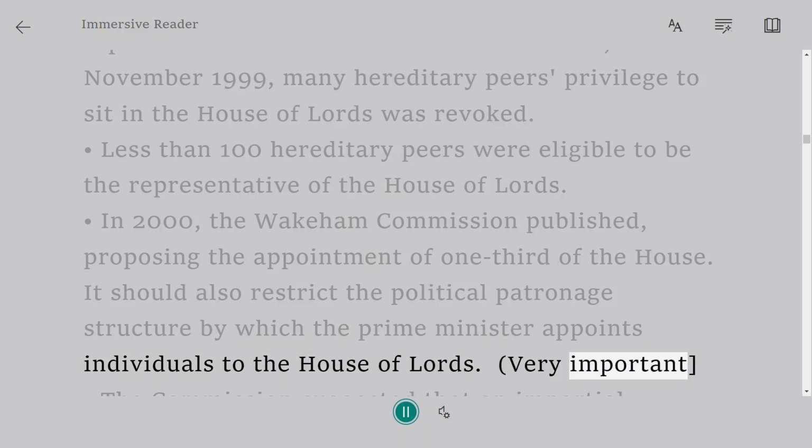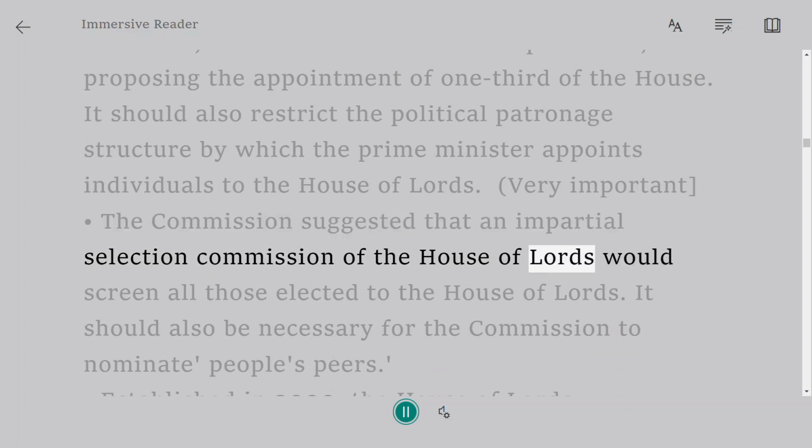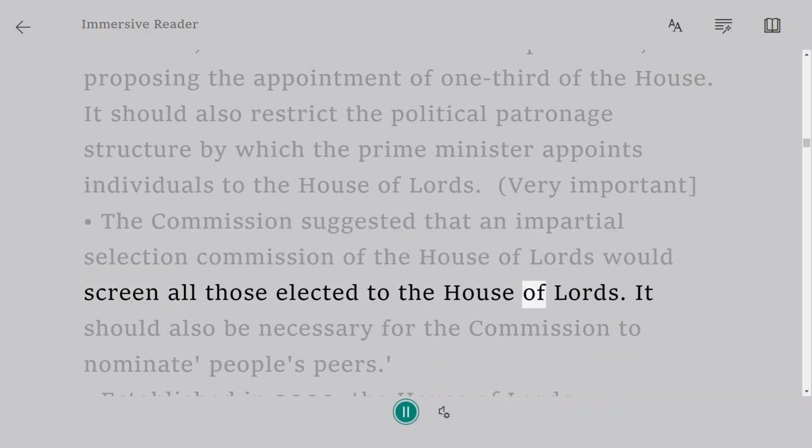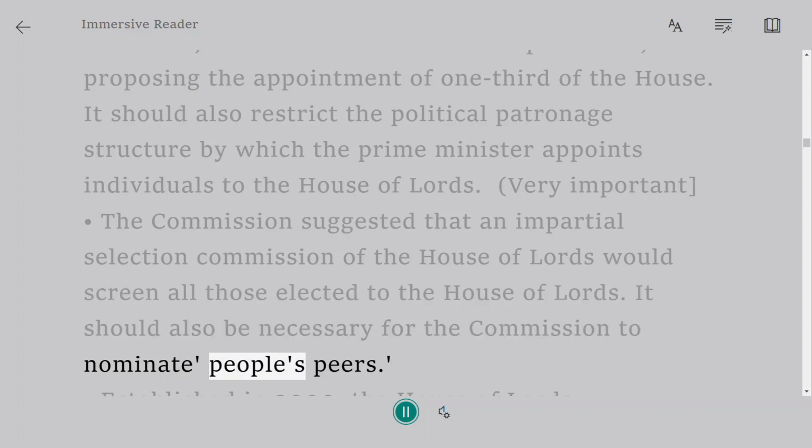Very important. The Commission suggested that an impartial selection commission of the House of Lords would screen all those elected to the House of Lords. It should also be necessary for the Commission to nominate people's peers.